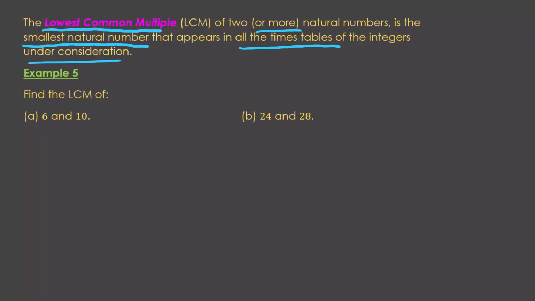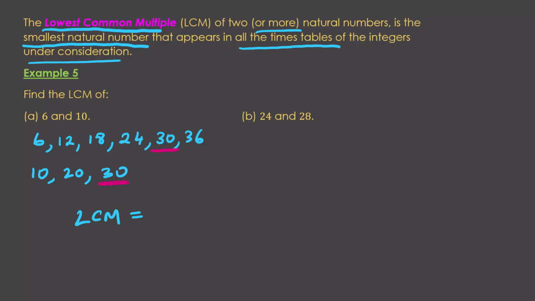So if we have 6 and 10, then we can just write out 6, 12, 18, 24, 30, 36, and for 10, 10, 20, 30, and now I actually have a common number in both lists, and therefore the lowest common multiple of 6 and 10 is 30.